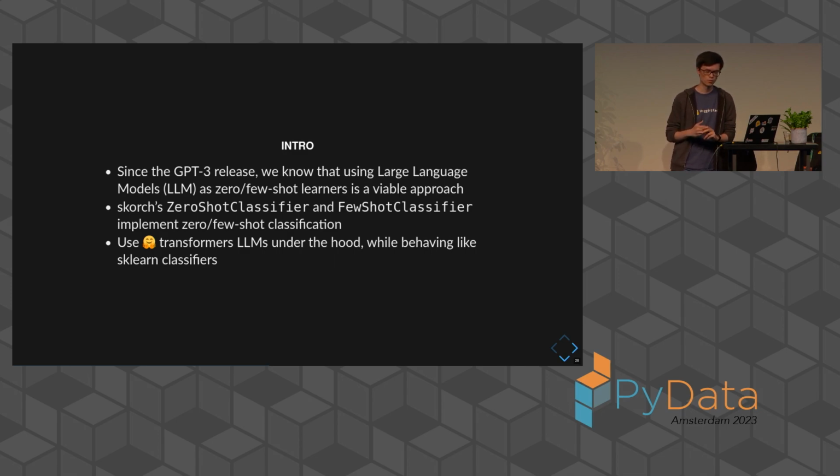And if you want to do this kind of work in a more systematic way, I recommend taking a look at the zero-shot classifier and few-shot classifier that we have in skorch. Those use Hugging Face transformers under the hood, and I will show you what it looks like.